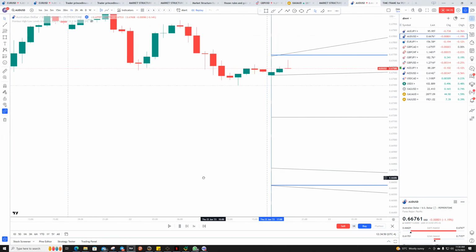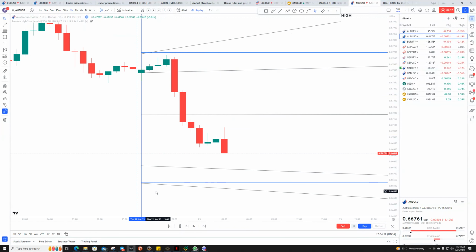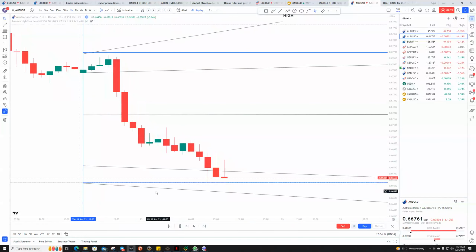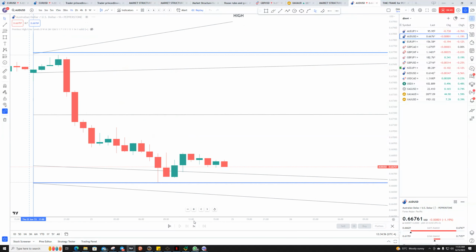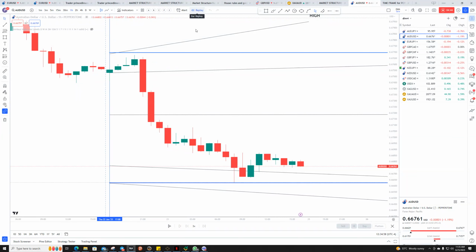So see what happened. See how the market is moving. See how it's developing. So it's too fast. I'm going to play back again, and I'll slow it down a little bit. So let's see.